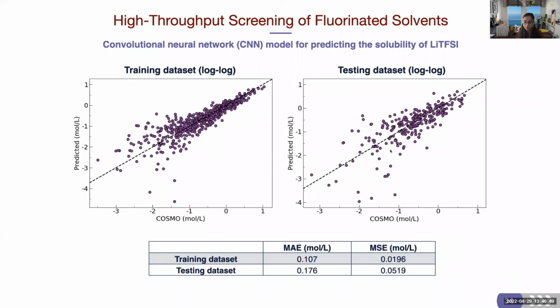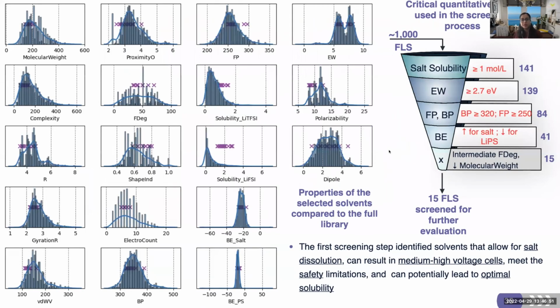Okay, so based on the derived properties that we have for all the 1,000 molecules, we set some quantitative criteria for ourselves to down-select this pool of 1,000 solvents. Starting from 1,000 solvents, we selected only solvents which have salt solubility of more than 1 mole per liter, and let's say electrochemical window of more than 2.7 V vs. Li, and have high boiling point and flash points. With these different criteria, from 1,000, we down-selected to 15 solvents.